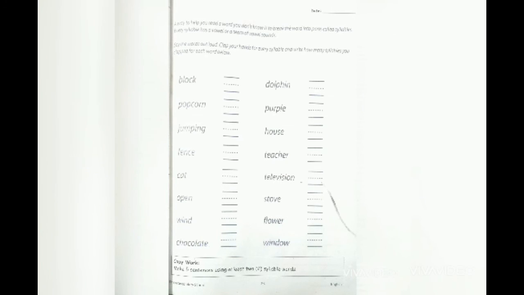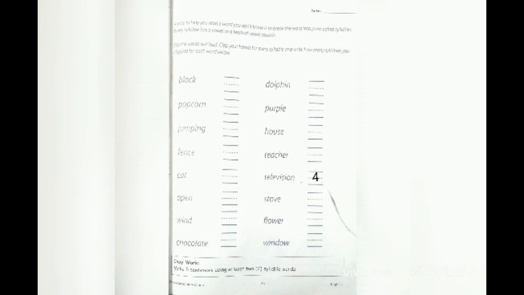Here we have some words written and we have to put the number of syllables in it. The first word is block. How many syllables are there? Block. Only one syllable. So we will write number 1 here. The next word is popcorn. How many syllables are there in popcorn? Popcorn. There are 2 syllables. So we will write number 2 here.